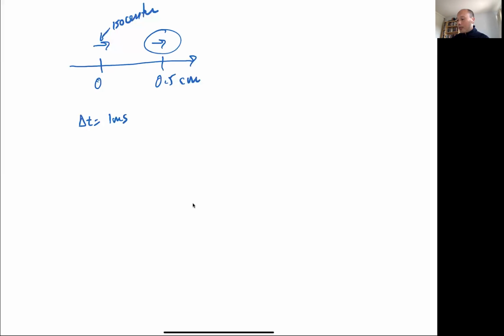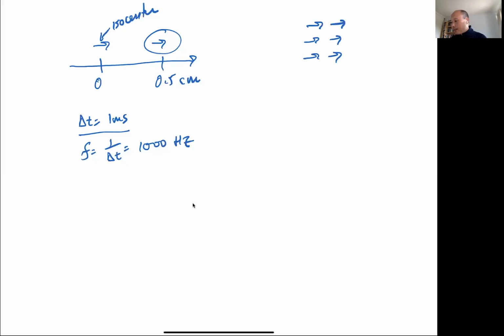So delta t is 1 millisecond. That means that if the spin is spinning with a frequency of 1 over delta t, or 1000 hertz, then at that rate we won't be able to tell that spin apart, okay? Because every time we look at the spins, it will have returned back to normal.